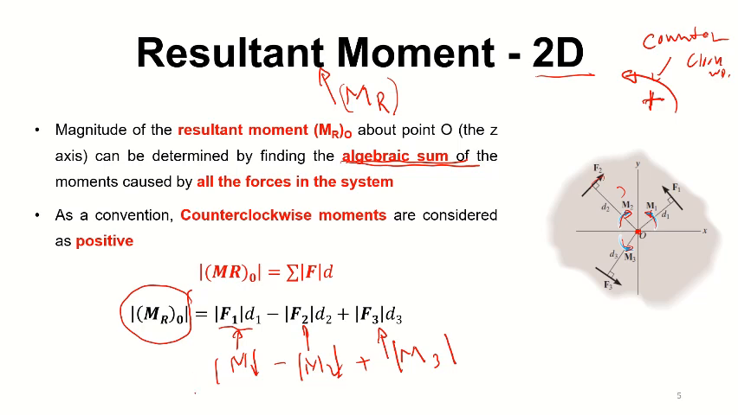If this value is positive, it means that the resultant moment is counterclockwise, because we say counterclockwise moments are positive, right?